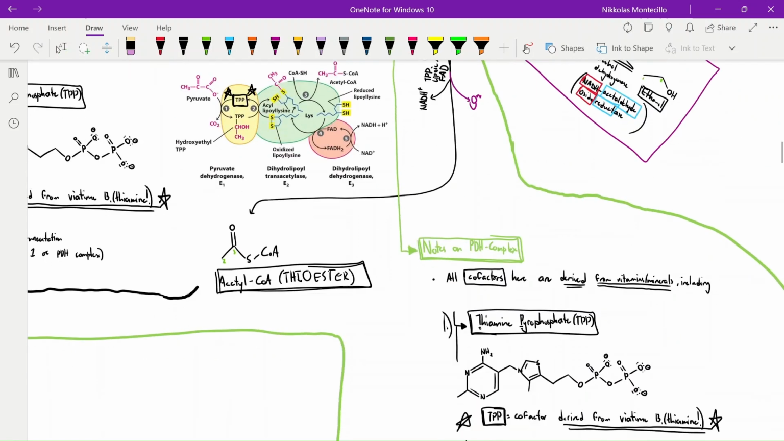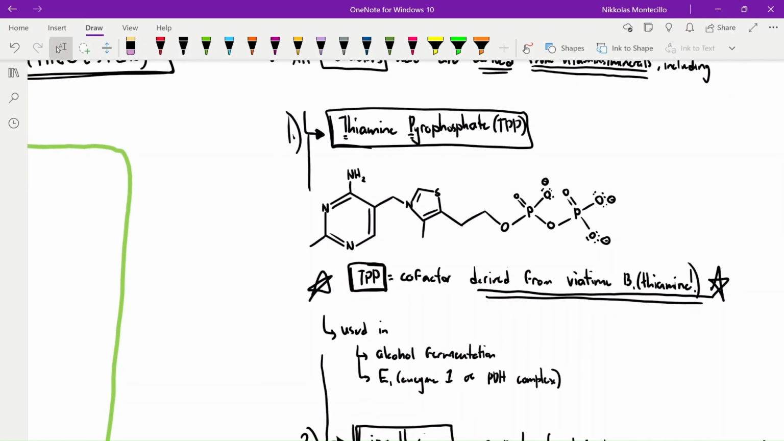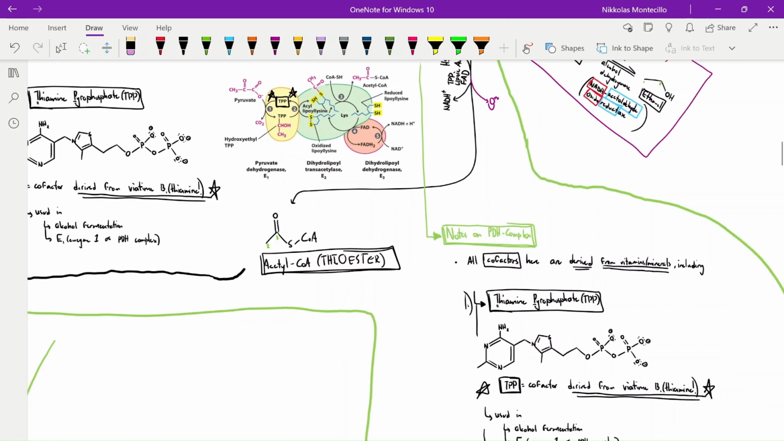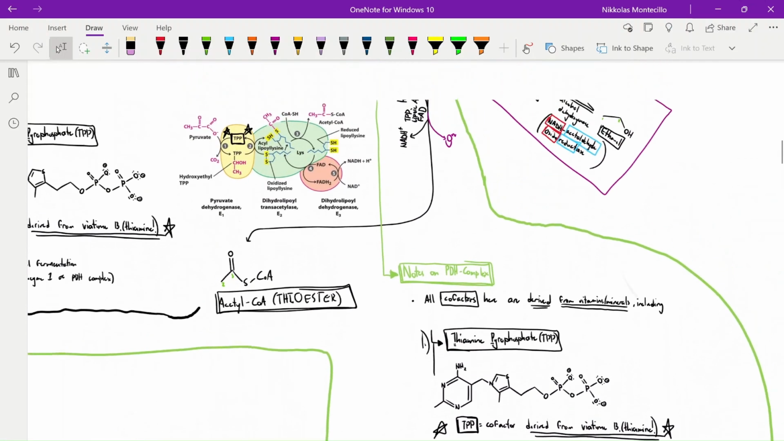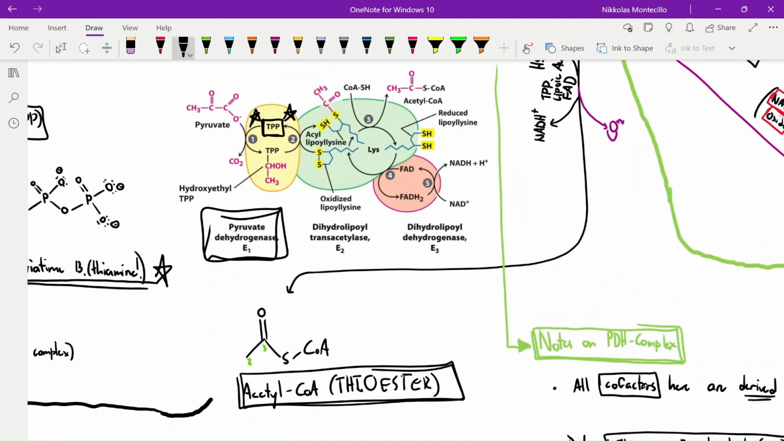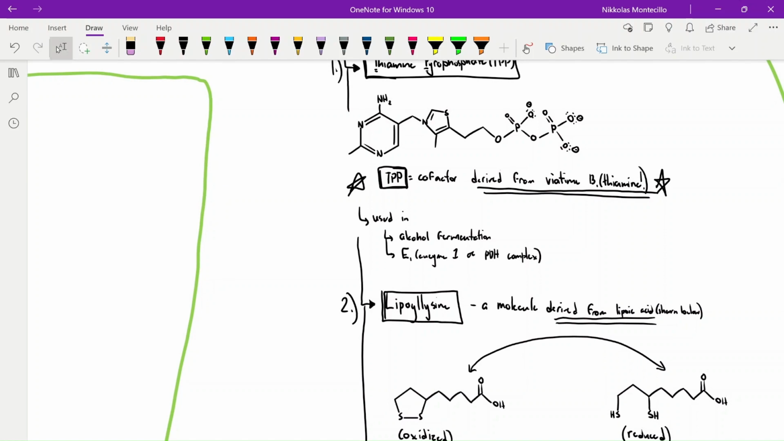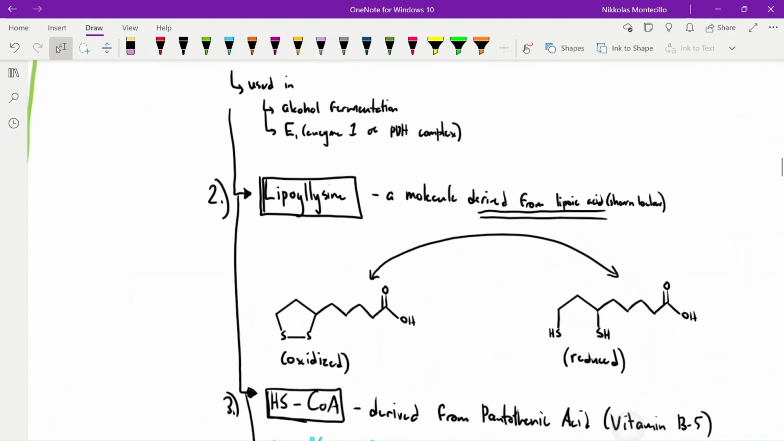Let's take a look at the 5 cofactors very quickly. All cofactors here are derived from vitamins or minerals, including thiamine pyrophosphate, which is derived from vitamin B1 or thiamine. Remember that this ring right here was the thiazolium ring that participated in that reaction. It's used in alcohol fermentation, and it's part of enzyme 1 of the PDH complex. So this is enzyme 1, pyruvate dehydrogenase. Lipoamide is a molecule derived from lipoic acid, and these are its 2 forms: it exists in its oxidized or reduced form.